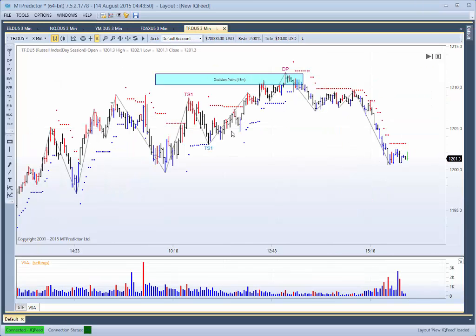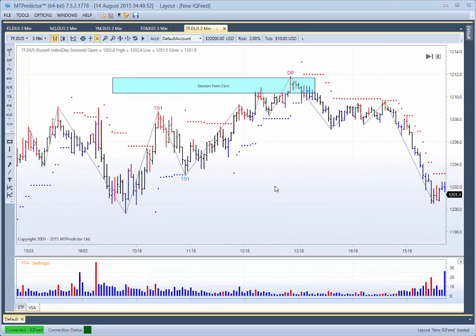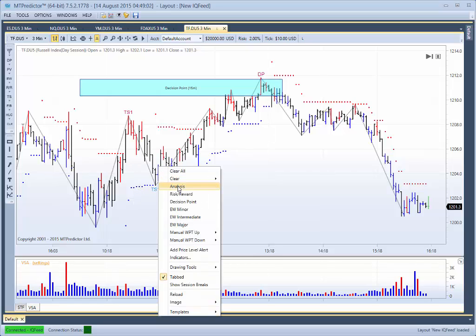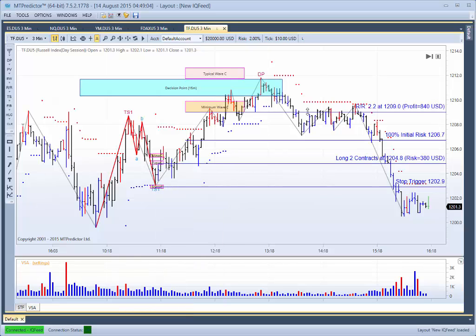Let's have a quick look at the Russell Index as well. Same kind of thing. Here's our 15-minute resistance. Again, that would have been on the chart in advance before the market even got there. There was our TS1 buy, very similar to our trade on the ES. If you'd played it up into the DP target, that would have made a nice 2.8R profit, which would be very nice.